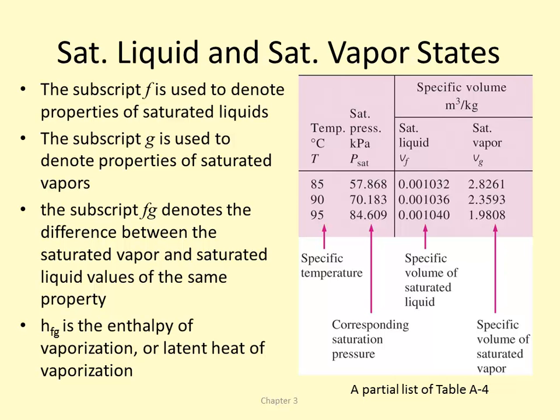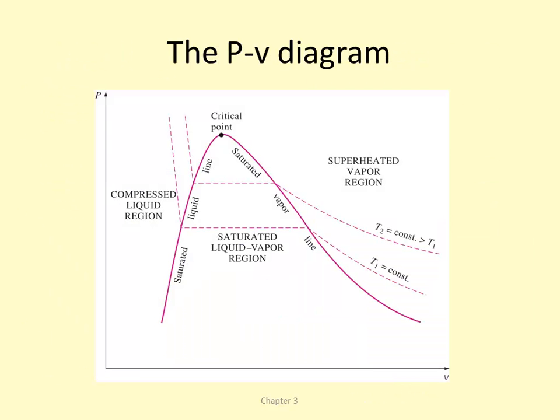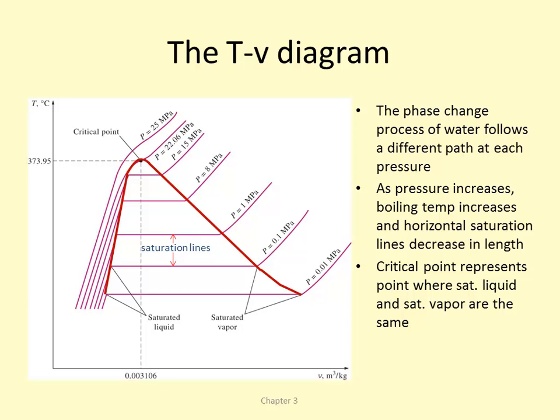We know how to look up properties. We remember that V sub f denotes a saturated liquid, V sub g, or any property value sub g, denotes a saturated vapor. So those are the points that are right on the line of the dome, the liquid line and the vapor line. And then the subscript fg denotes the difference between those 2 points. So if I wanted to determine the length of this line, what would be the length of that line?